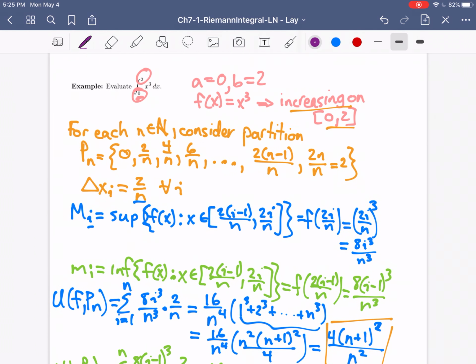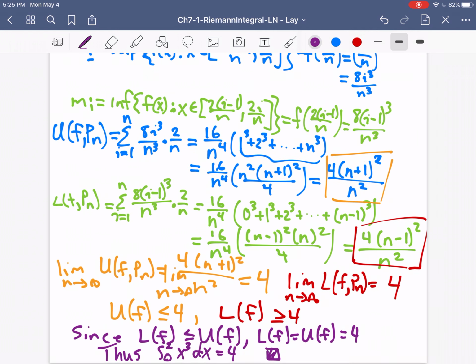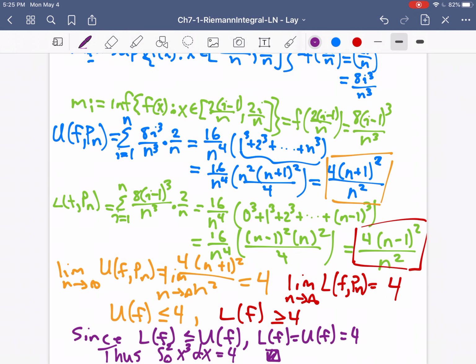All right, so that's how you can use our definition to roll through these ideas of upper and lower integrals. All right, we will talk to you guys later.